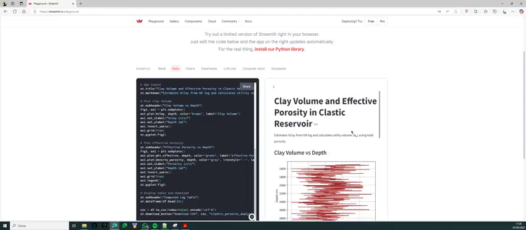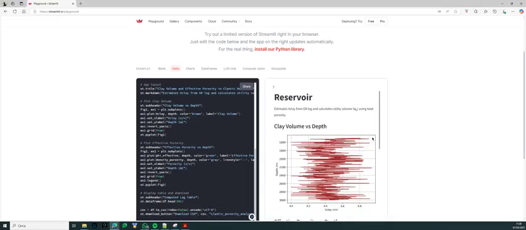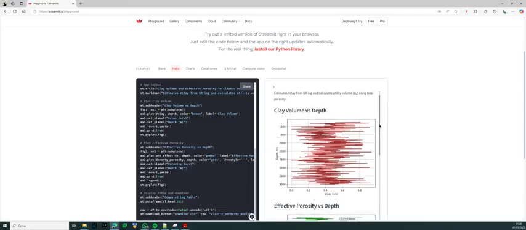Clay volume and effective porosity in clastic reservoir. From the gamma ray log, we can estimate the clay volume and calculate the effective volume using the total porosity. And if you have the total porosity, you can estimate how many cubic feet or cubic meters of gas you effectively have in your reservoir.